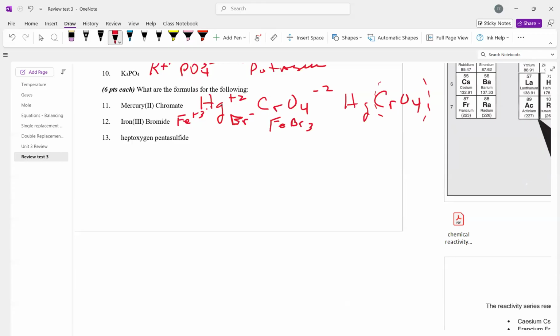Okay, this should be, by the way, hepta is 7. So that means we have 7 oxygens. Penta is 5. We have 5 of those. Now, because we have oxygen and sulfide, they're 2 anions, 2 nonmetals. That means it's molecular or covalent convention. No charges involved at all.